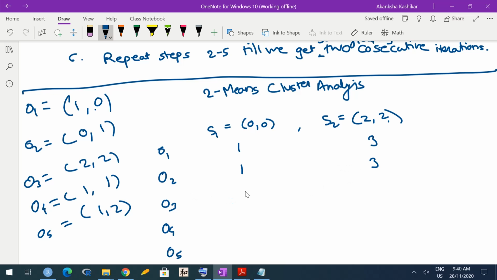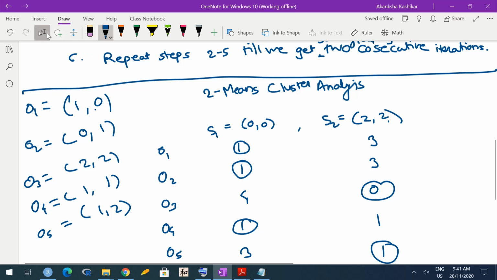O3 and S1 would be 4, 2 plus 2. O3 and S2 is 0. O4 and S1 is 1. O4 and S2 is also 1. O5 and S1 is 1 plus 2, 3. And here it is 1. Okay. So for O1, S1 is closest. For O2, S1 is closest. For O3, S2 is closest. For O5, S2 is closest. Here I have a choice. O4 I can either send to S1 or S2. So for the time being, let me put it in S1.